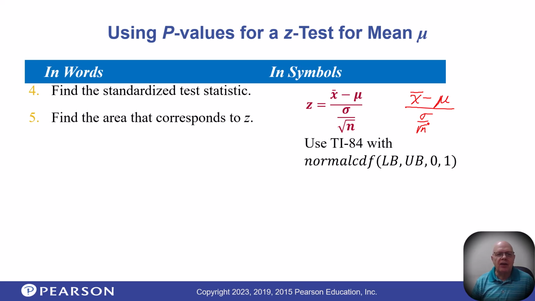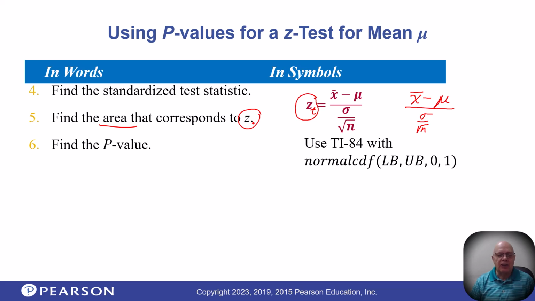Next, you find the area that corresponds to that z. Now, notice I use z sub t, that way I don't get z's mixed up, because later we're going to have critical values of z, and you don't want to get mixed up between the two. If you have z sub t, you know it's a test z statistic. With this found, you want to find the area that corresponds to z. And then find the p-value.